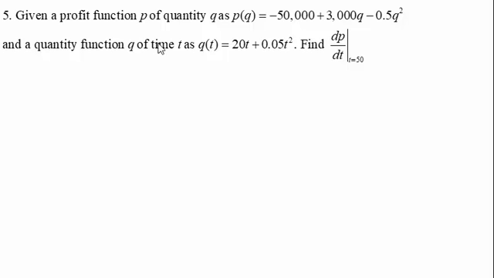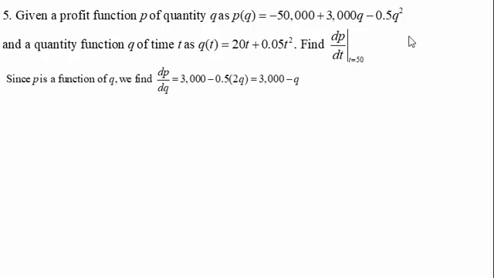You are given a profit function in terms of quantity Q like this, and the quantity is given in terms of time t. We are looking for the rate of change of profit over time t, so that's dP/dt when t is 50. Now see what we do. P is a function of Q, so find dP/dQ, a regular derivative. Then Q is a function of t, find dQ/dt, a regular derivative.